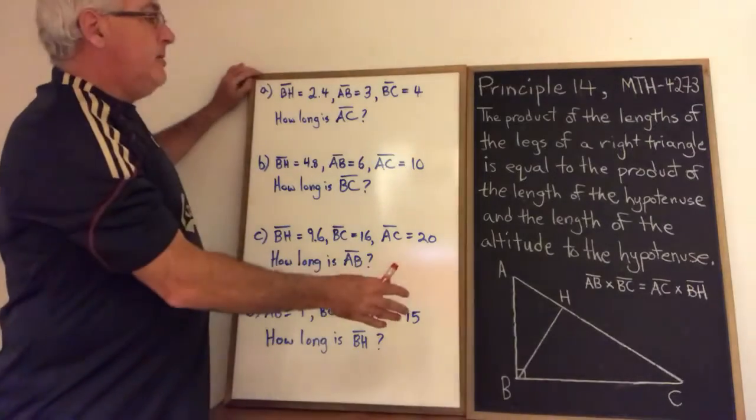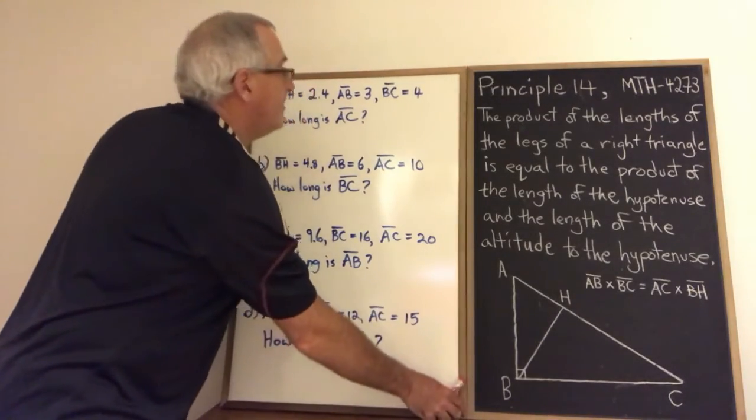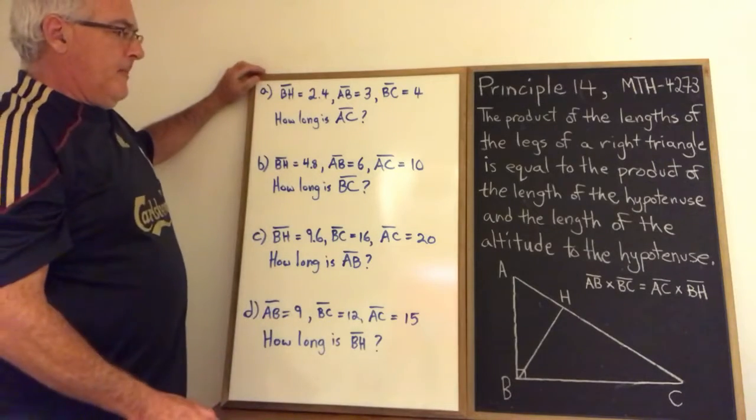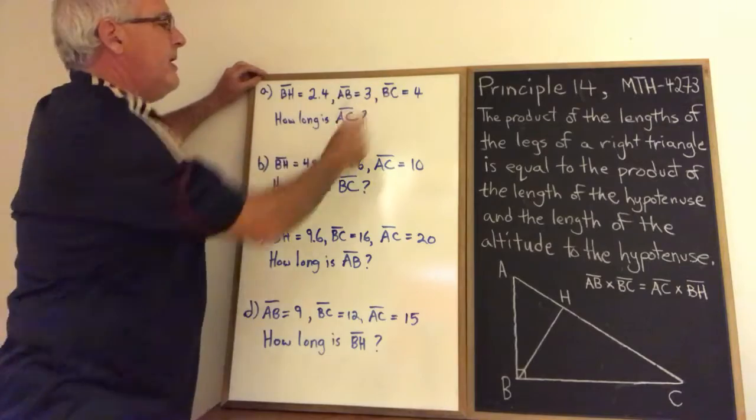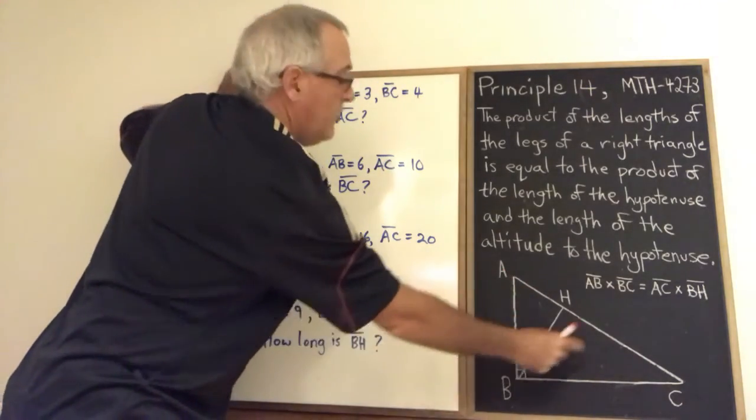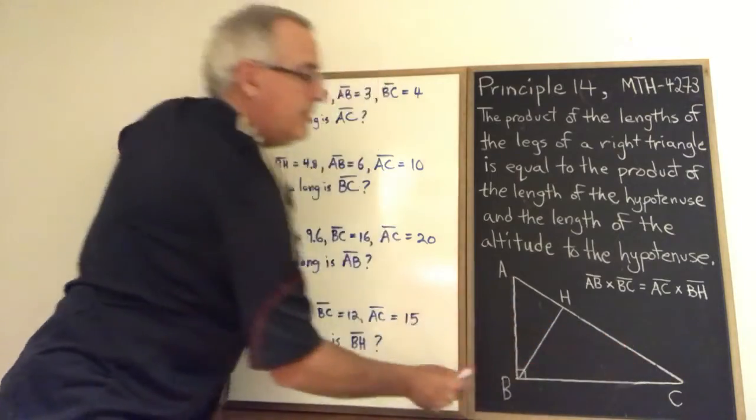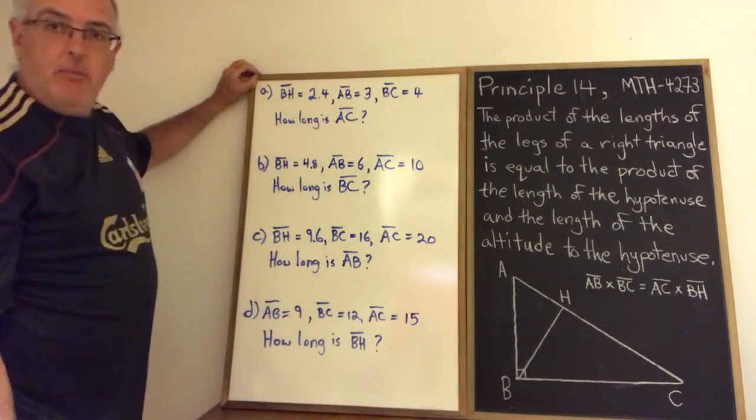Let's use Principle 14 to answer these four questions. In A, we are given BH, AB, and BC. We are given the altitude and the two legs of the right triangle, and we are asked how long is AC, how long is the hypotenuse.